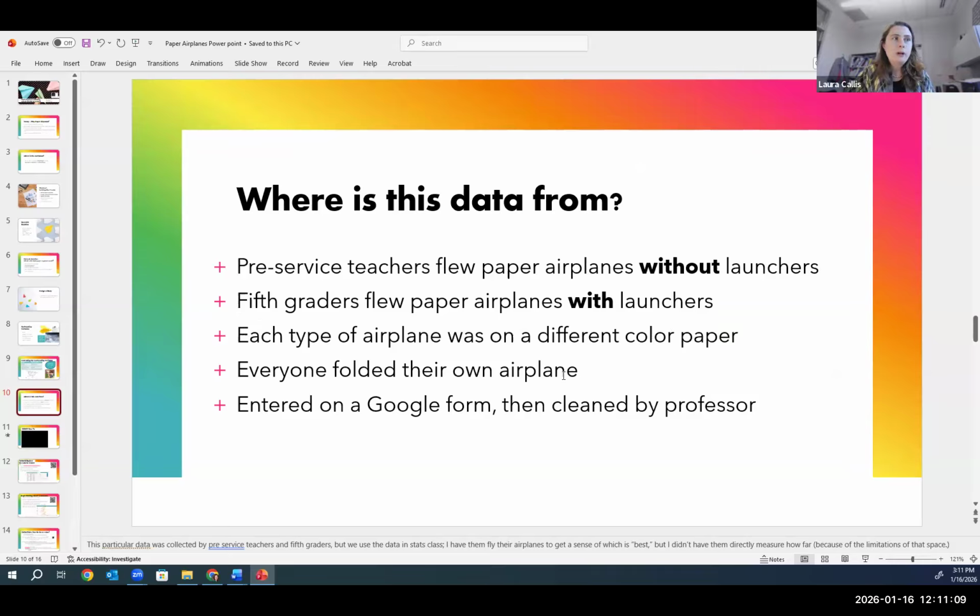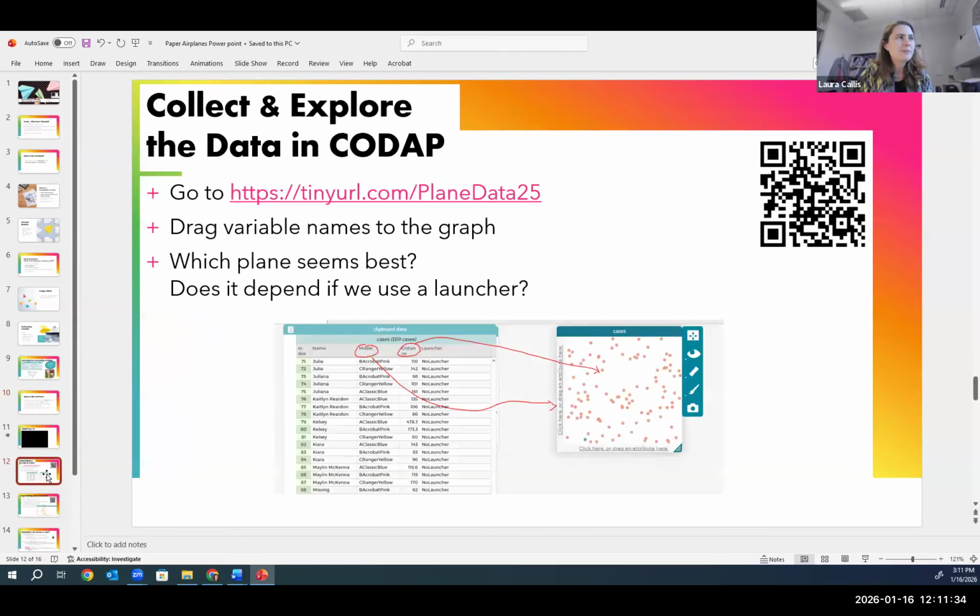Everybody folded their own airplane, so that's kind of enmeshed in the skill level, right? Not everybody's as good at folding paper airplanes. And then we entered it on a Google form. Some of them were written on hand pieces of paper, so we had to enter them on Google Forms. And then we had to clean it up because sometimes students would write, inches, the word inches, and then the computer wouldn't be able to see it as a number. So we did a little data cleaning.